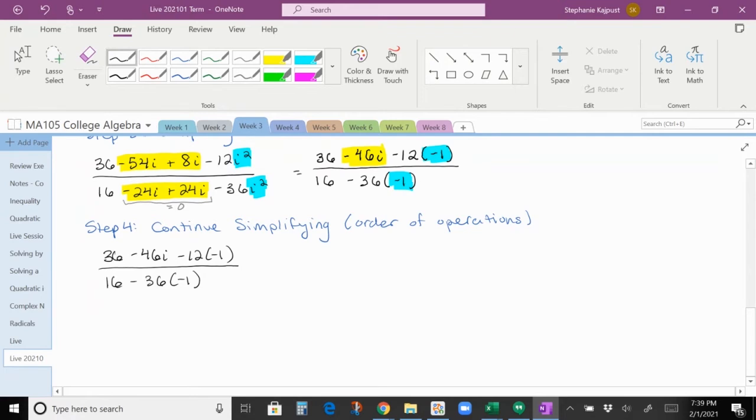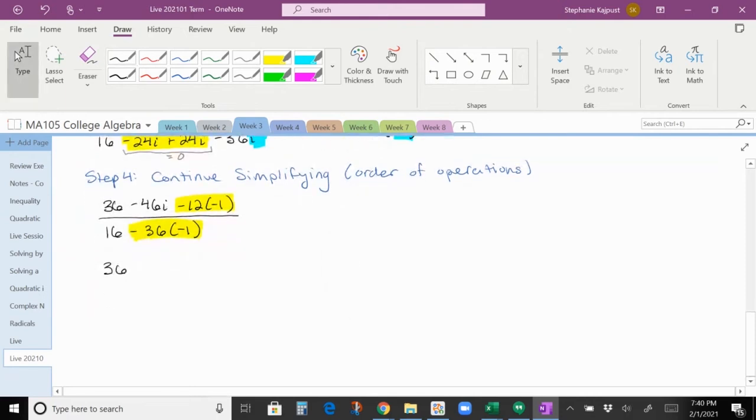So order of operations says our multiplication has to happen before our addition, so we're going to be doing our multiplications here first. I am including the minus signs there because those are essentially negatives. At this point, because we're doing multiple steps for simplifying, I'm just going to start working vertically. I have 36 minus 46i, and then negative 12 times negative 1 is a positive 12. Then we have 16, and a negative 36 times negative 1 becomes a positive 36.